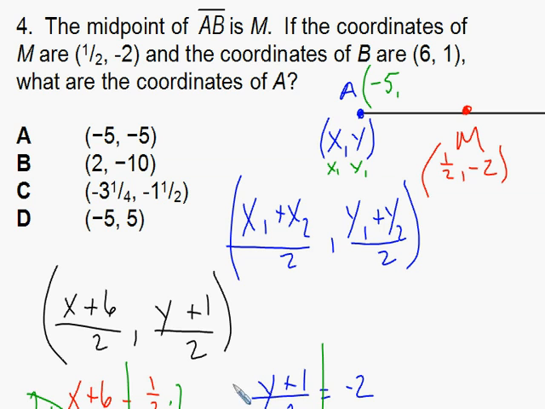And we do the same for the y. Multiply both sides by 2. This clears the 2 in the denominator. Now I have y plus 1. -2 times 2 is -4. And subtract 1 from both sides. And y is equal to -5. And there's my other endpoint. And I can see that that would be answer A.